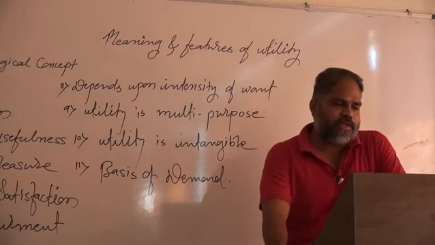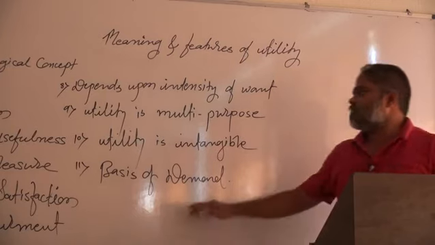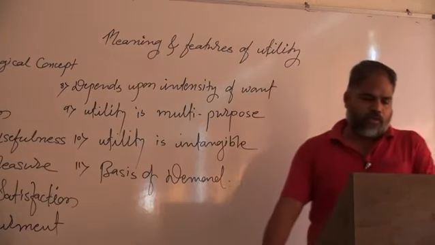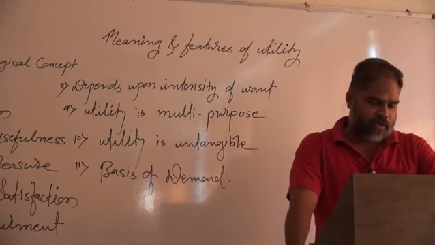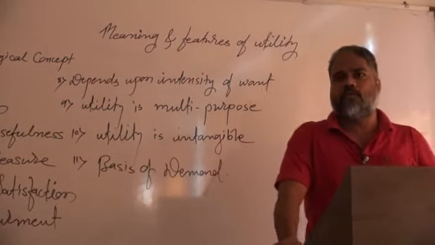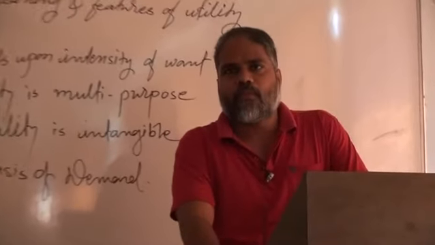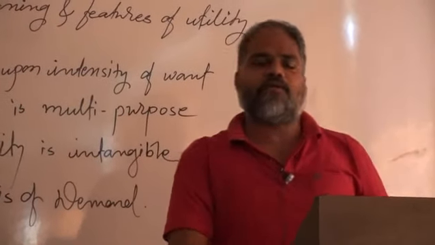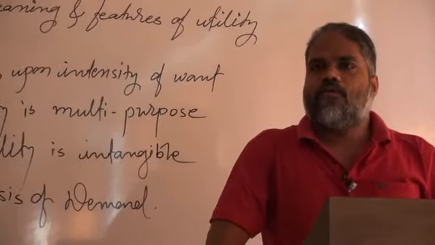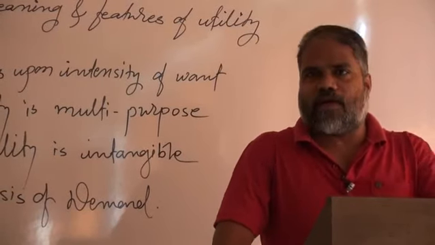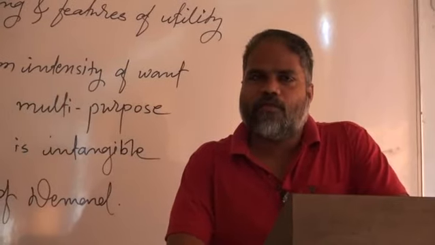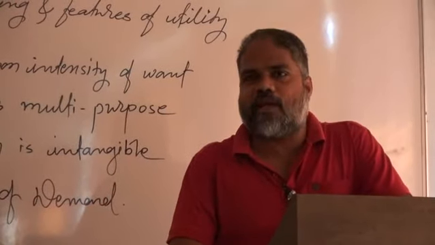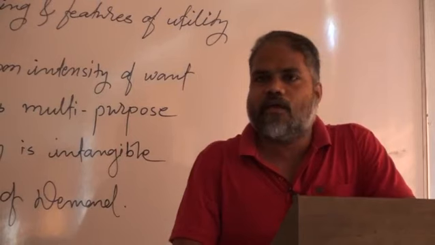Then the last feature of utility is that it's the basis of demand. A person would purchase or demand a commodity if it gives utility. So it's the basis of demand. We find utility in different kinds of products, and therefore we demand commodities. For example, smokers demand cigarettes because smokers find utility in cigarettes.